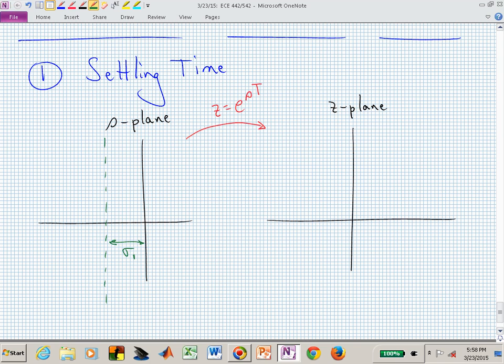Where does the imaginary axis map from the s-plane? The unit circle. So now if you think of the imaginary axis in the s-plane mapping into the unit circle, now we have sigma sub 1, which is e to the minus sigma T. That's inside the unit circle.